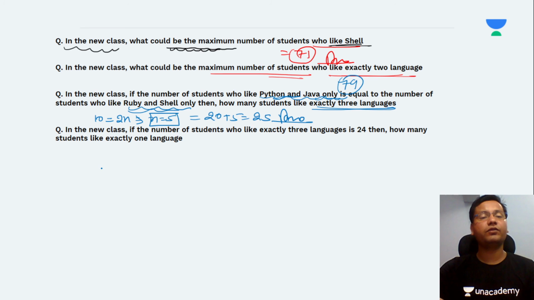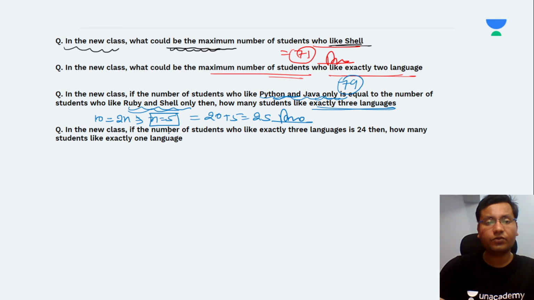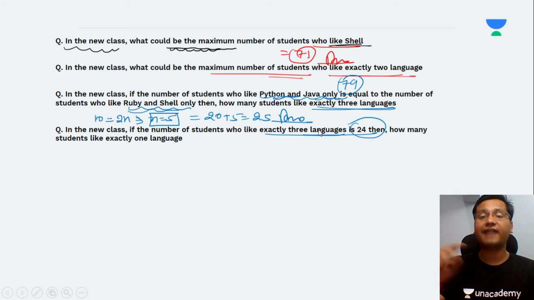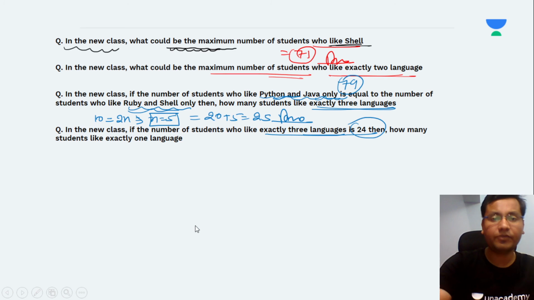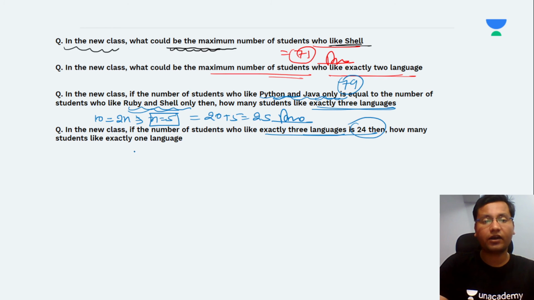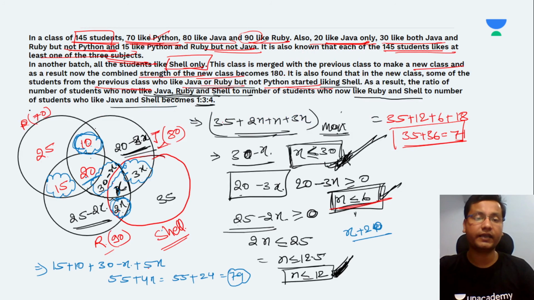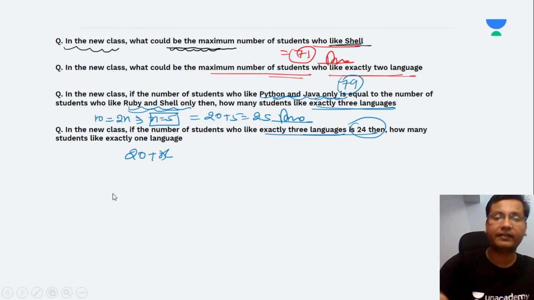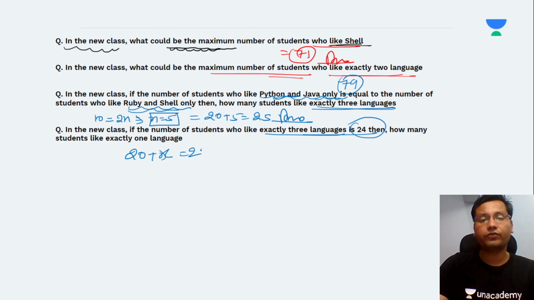Okay, now moving to the next question. In the new class, if the number of students who like exactly 3 languages is 24, that means what, guys? Exactly 3 languages. Now I know that exactly 3 languages was 20 plus x. Why am I saying that? These 20 are exactly 3 and this x. So 20 plus x equals 24. So can I say that x is equal to 4?